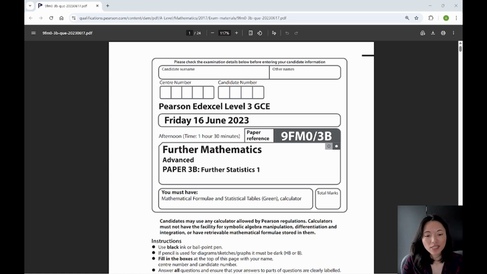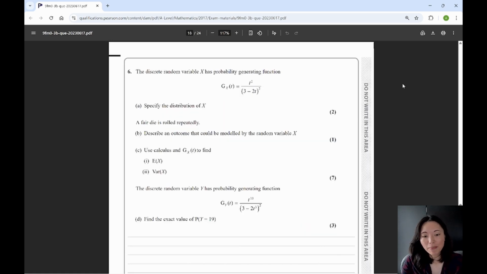We're going to look at question 6 of the 2023 A-Level Further Statistics paper. It's a question about probability generating functions. It might be a concept that many of you are not familiar with, but as long as you understand the basic premise, there's also quite a lot of hints in the formula booklet, and we'll take a look to see whether that will help us.